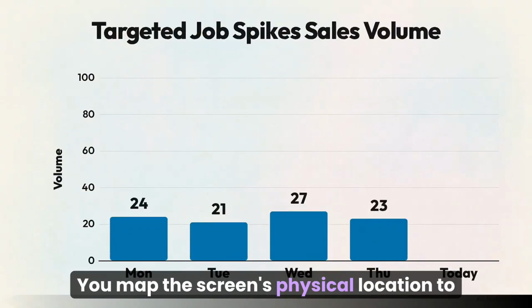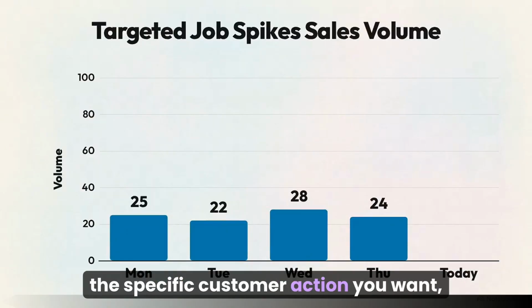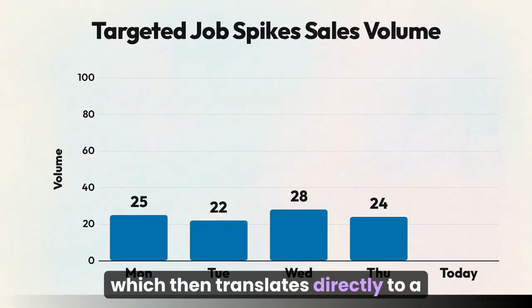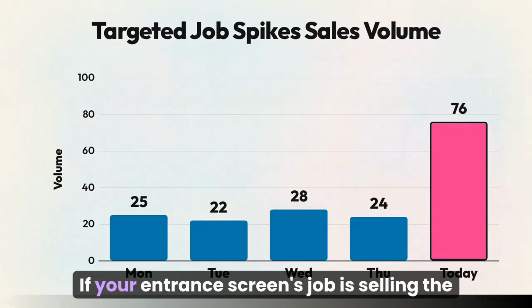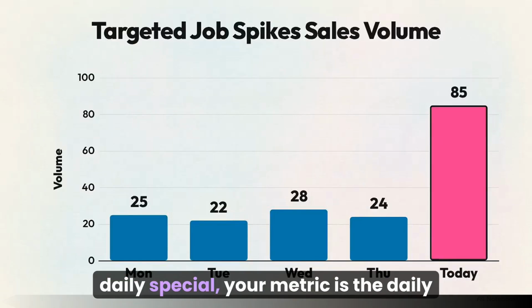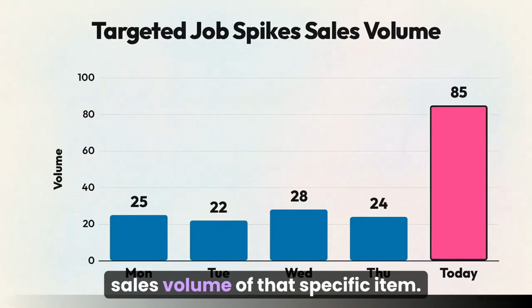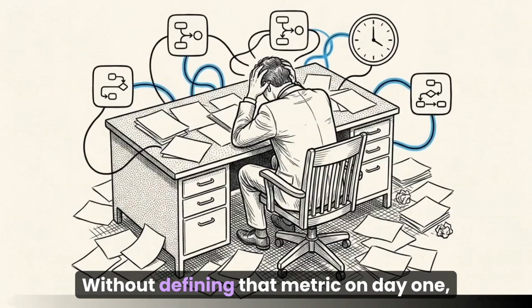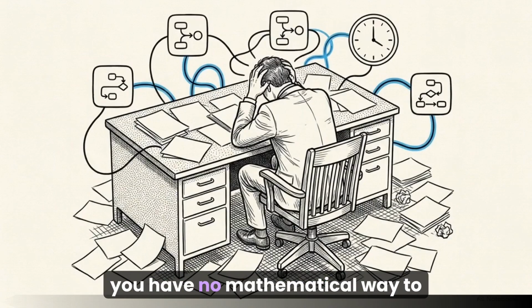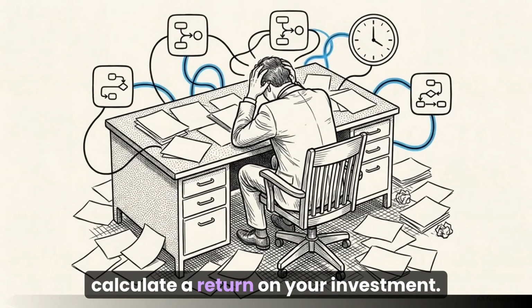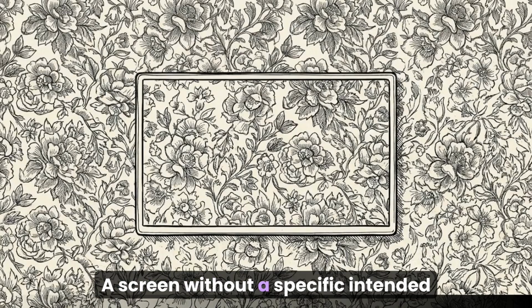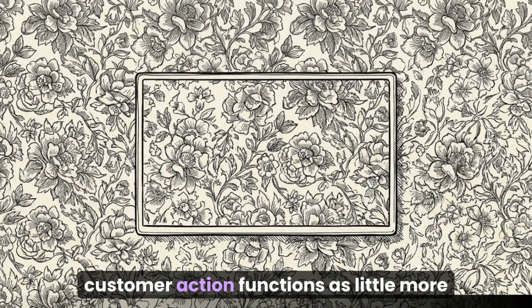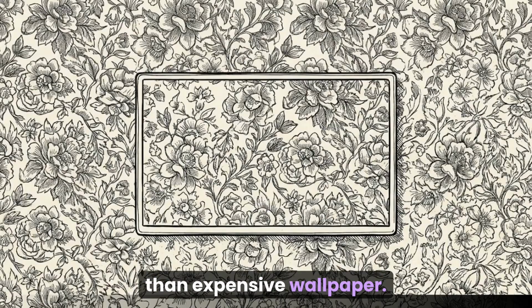This flowchart shows the core tracking framework you need to use. You map the screen's physical location to the specific customer action you want, which then translates directly to a measurable metric. If your entrance screen's job is selling the daily special, your metric is the daily sales volume of that specific item. Without defining that metric on day 1, you have no mathematical way to calculate a return on your investment. A screen without a specific intended customer action functions as little more than expensive wallpaper.